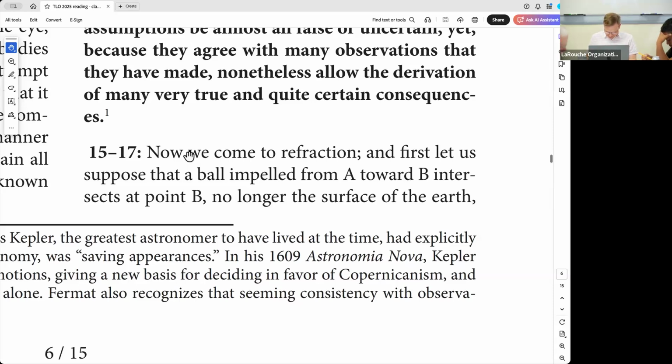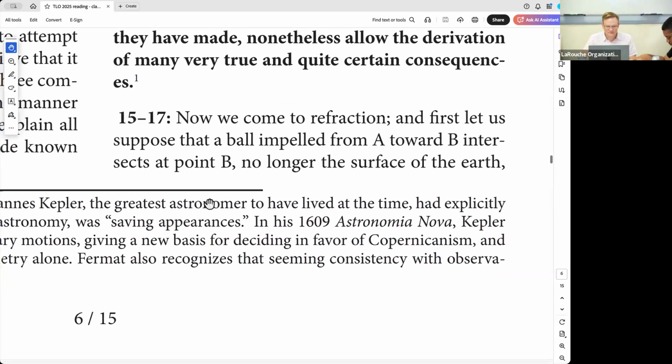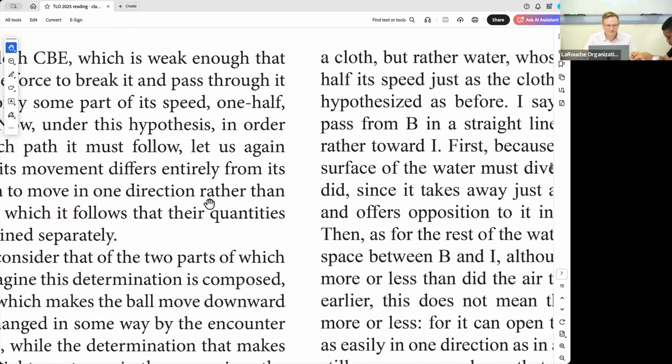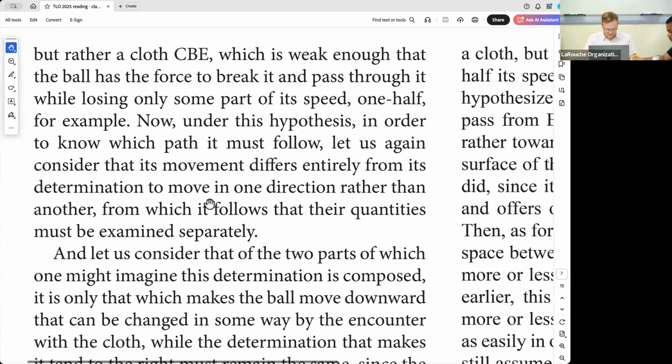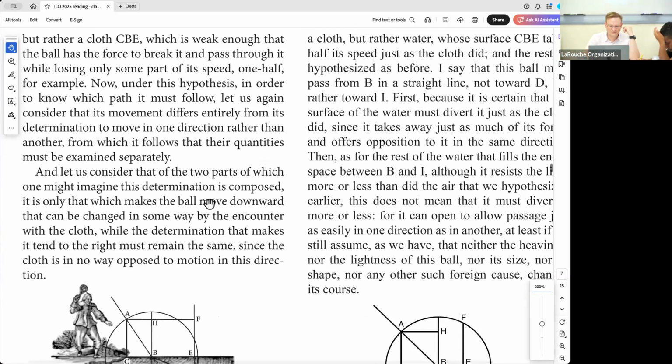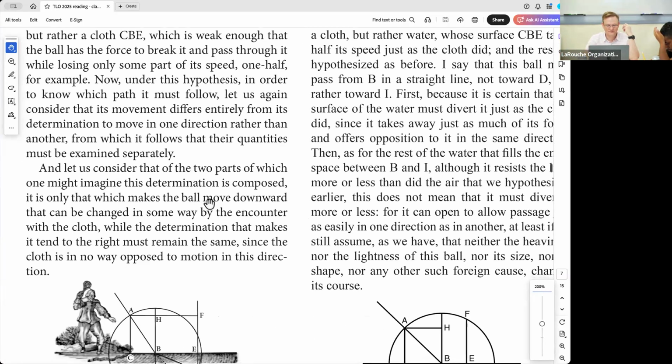Okay. Now we come to refraction. And first, let us suppose that a ball impelled from A toward B intersects at point B, no longer the surface of the Earth, but rather a cloth, CBE, which is weak enough that the ball has the force to break it and pass through it while losing some part of its speed, 1/2, for example.